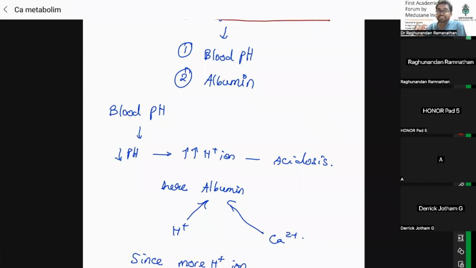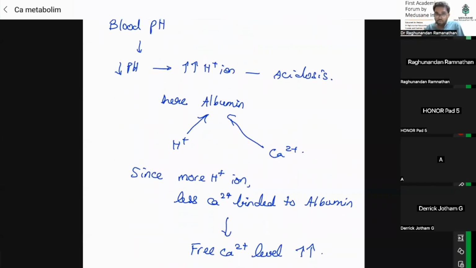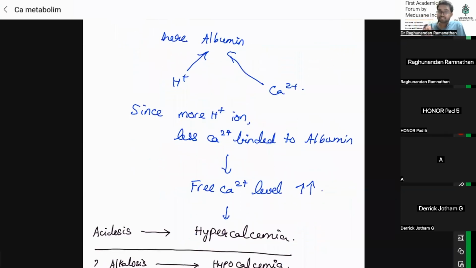அப்ப H plus ion value நிறைய இருக்கிறப்ப what happens? Your albumin doesn't get attached to the calcium. அப்ப calcium bound formல இருக்கிற amount குறையும். அப்ப என்ன ஆகும்? Since H plus ion is going to be more, less calcium is going to be bound with the albumin. When less calcium is binding with albumin, there is going to be increased free calcium level in the body. அப்ப free calcium level increase ஆகுதுன்னா that is called hypercalcemia.